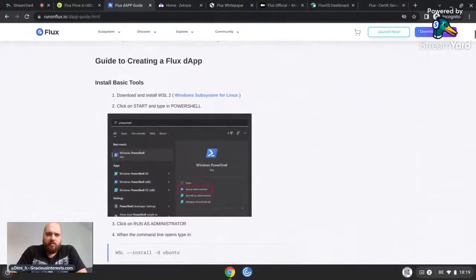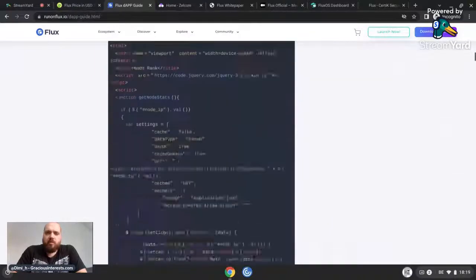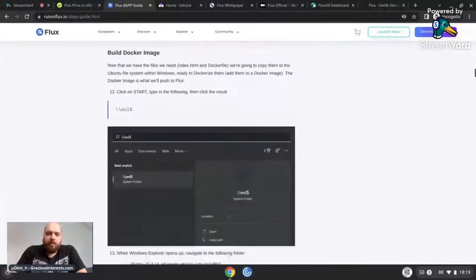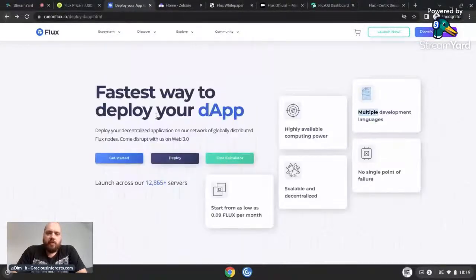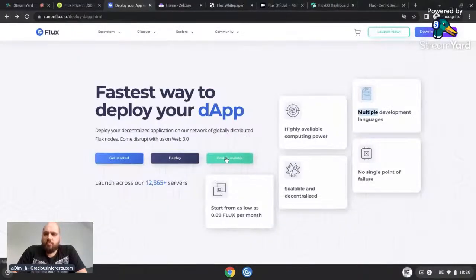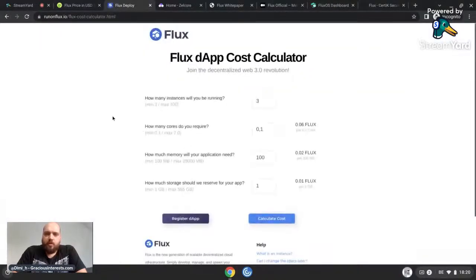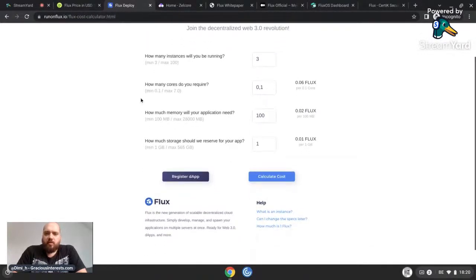Prerequisites, guide to creating a Flux dApp. PowerShell, so nice application, nice introduction on how to do things. Not immediately of my interest, but you have it right here. Deploy, start your Web 3.0, that's to subscribe to the platform. Cost calculator. How much more will your application need? So register that, calculate costs.